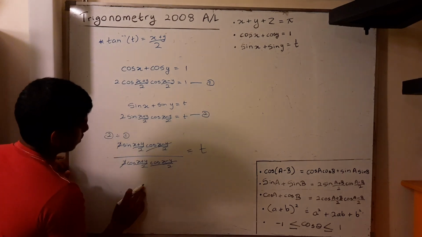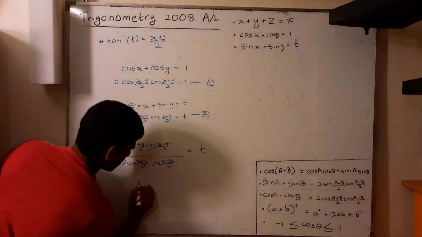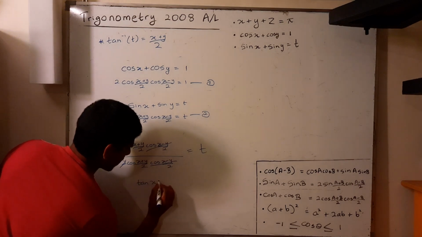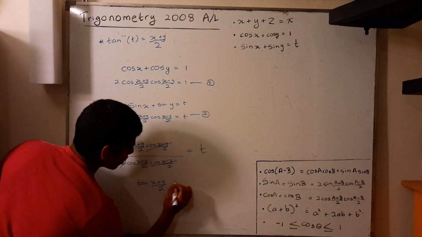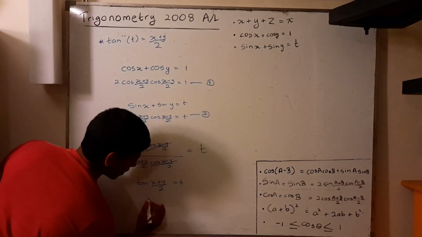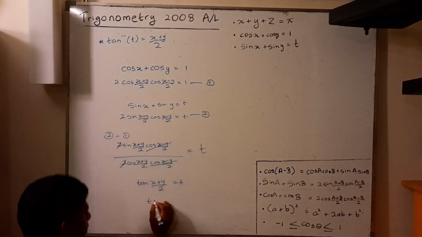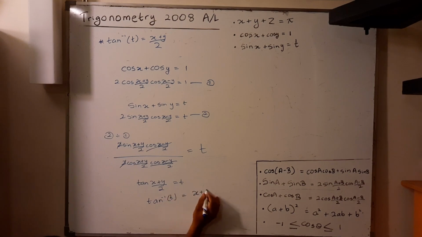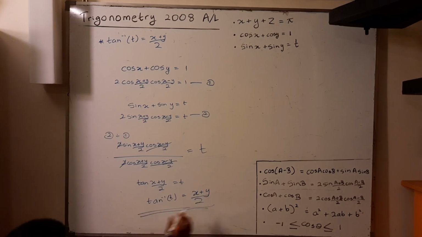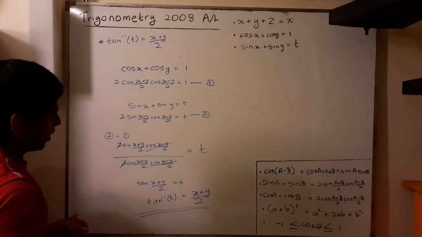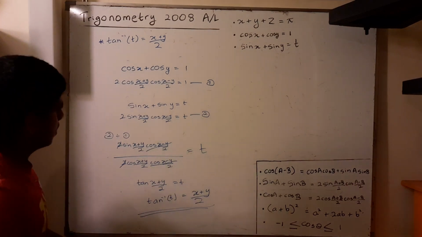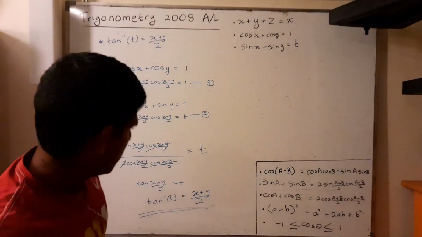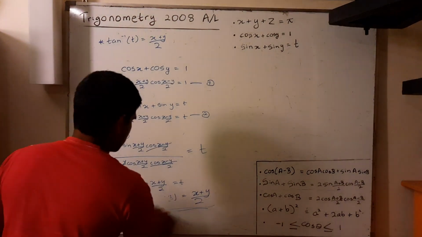So we know that sin over cos is tan. So we can write this as tan((x + y)/2) = t. So through this we can say tan⁻¹ t = (x + y)/2. So that is what we've been asked to show in Roman number 1. So now that we've shown what we need to show in Roman number 1, we can move to Roman number 2.